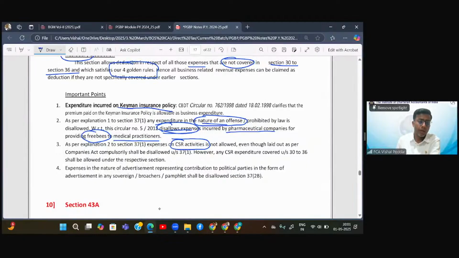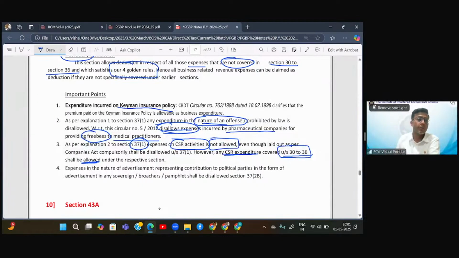Now, when company is spending this as CSR, the question is whether you get deduction under income tax or not. For this, there are 2 points. First, if this CSR expense is covered in any of these sections from 30 to 36, what we already studied, you will get deduction. But if you want to claim it under 37(1), that is under this general section, it is not allowed. So you have to be very clear that whatever CSR you are doing, you should ensure that it should fit somewhere in 30 to 36.